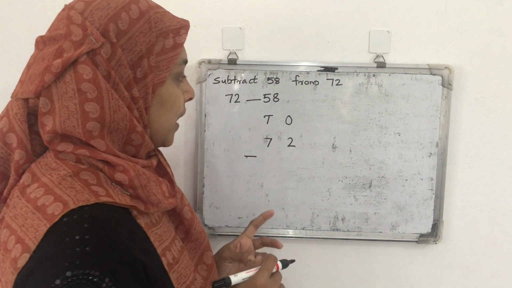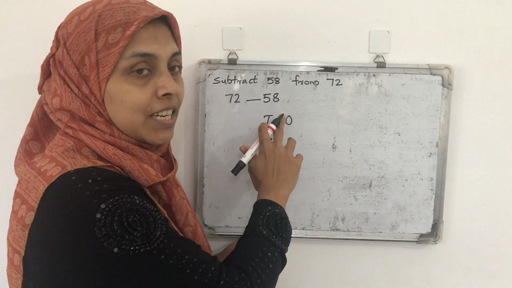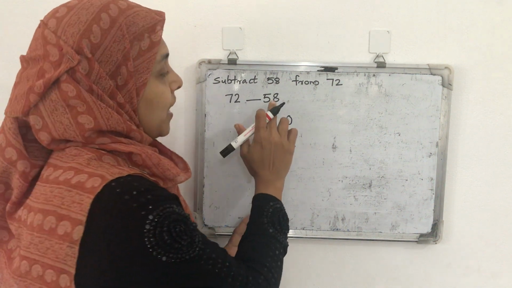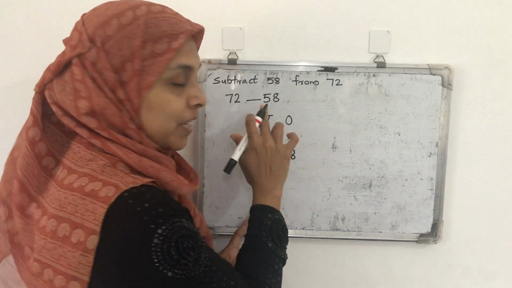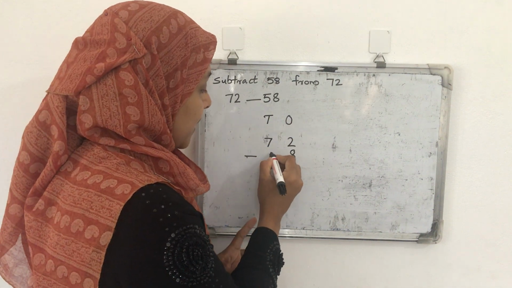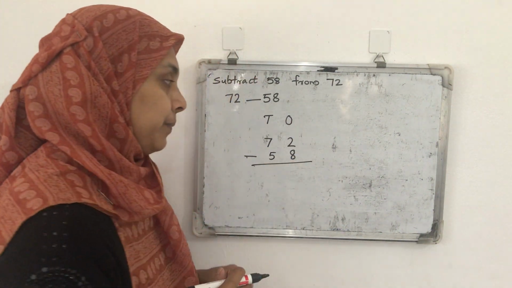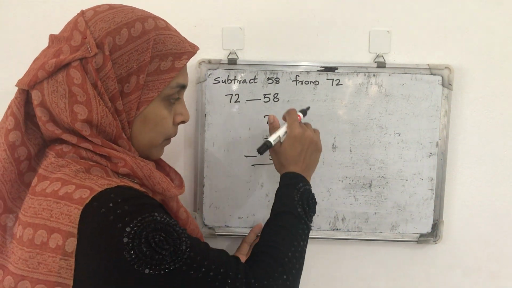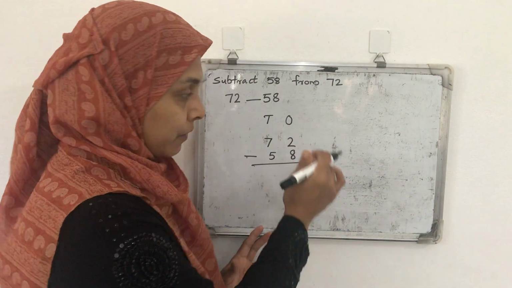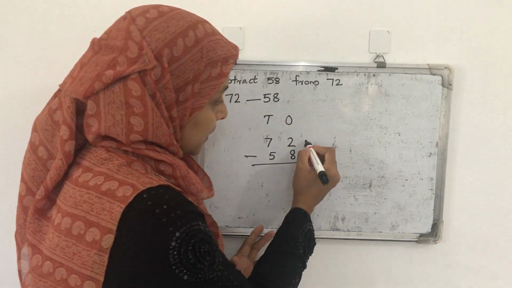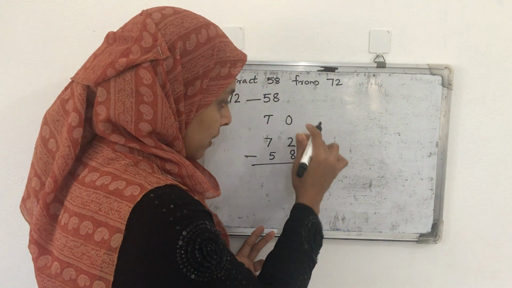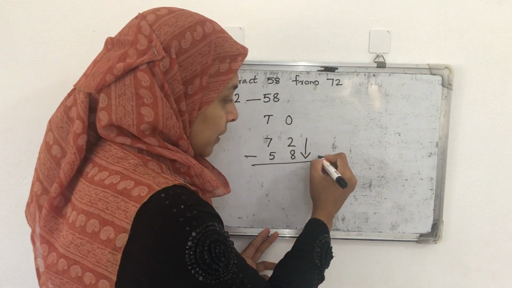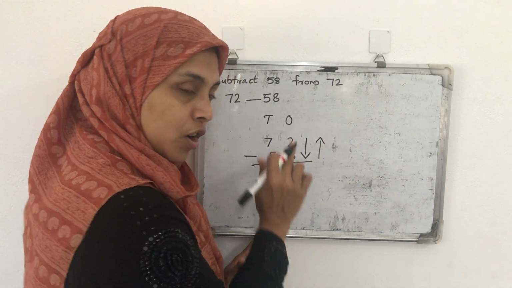Subtract. Which number are we subtracting? 58. In this number 58, the ones place digit is 8 and the tens place digit is 5. Now look, we are always subtracting from top to bottom. Don't subtract from bottom to top. This is not correct.